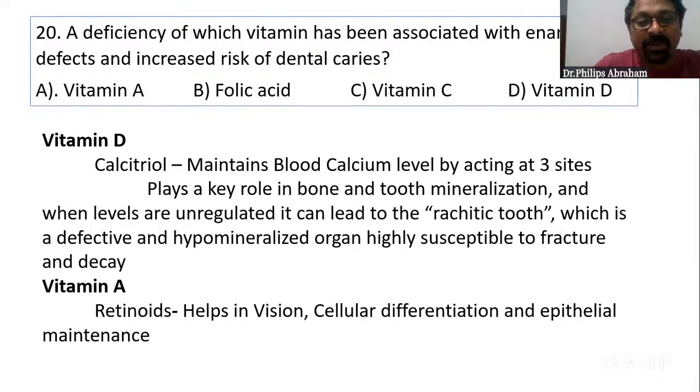Vitamin C we have already said, vitamin D also we said. So here the answer is vitamin D. Option D is the answer.